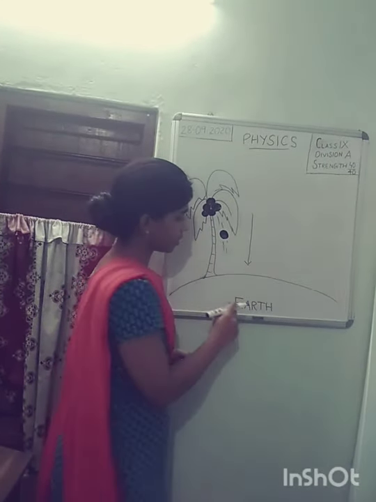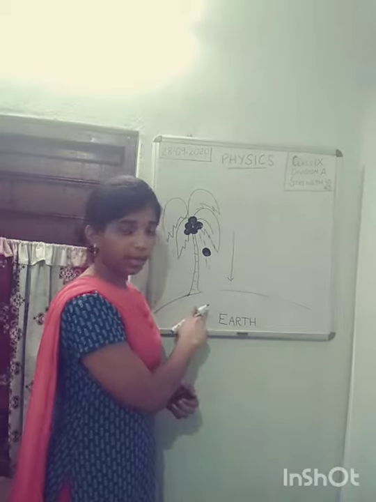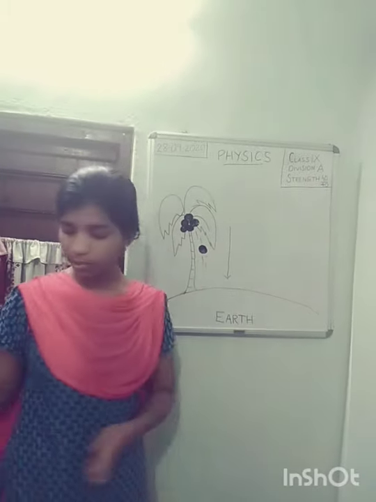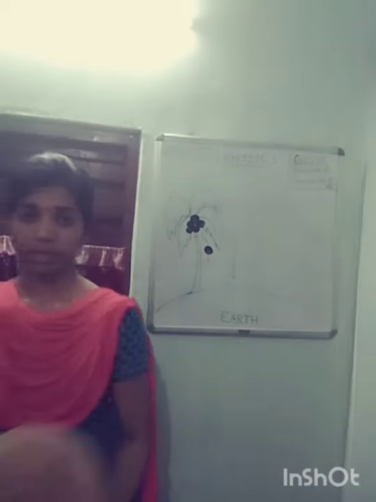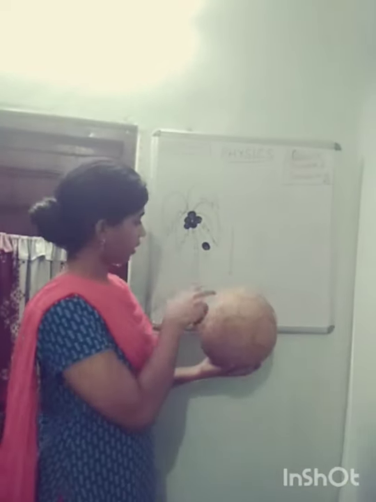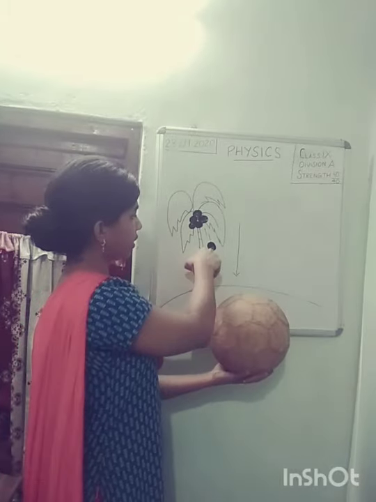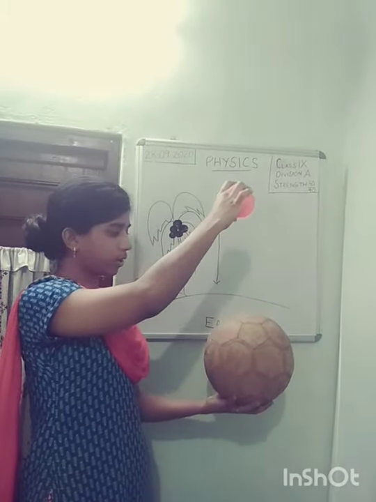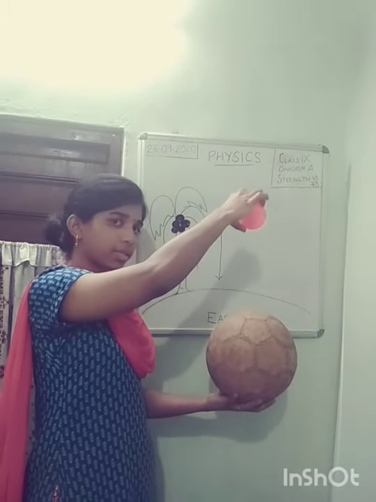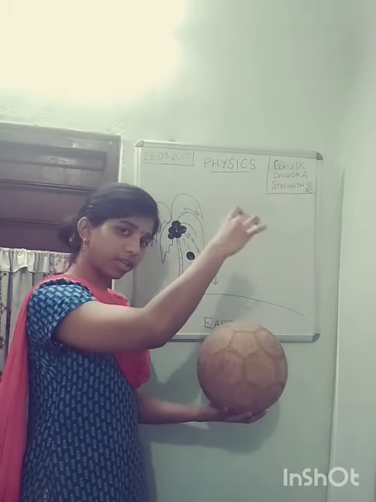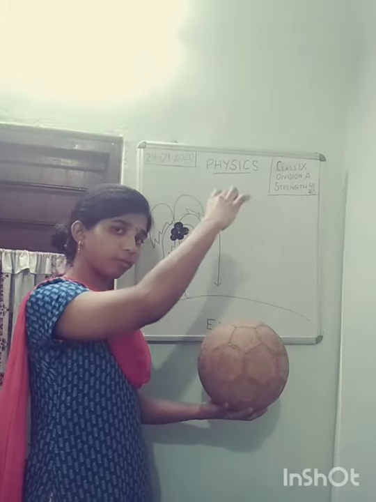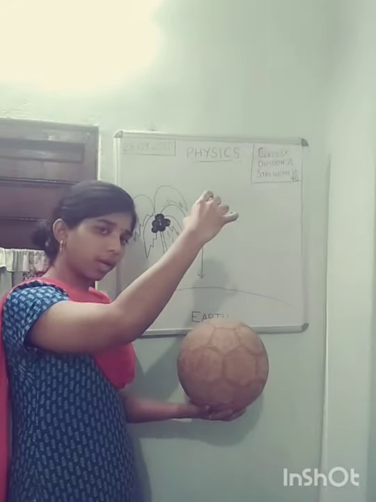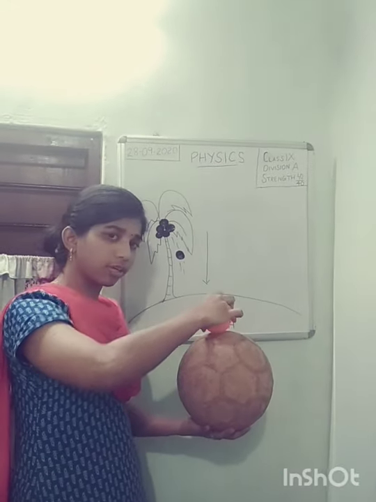So we said that here we consider the earth as one object and the coconut as the other object. Suppose this is the earth, and this is our coconut. What did I say now? There exists a force of attraction between any two objects. So there exists a force of attraction between the earth and the coconut. As a result, the coconut fell down to earth.